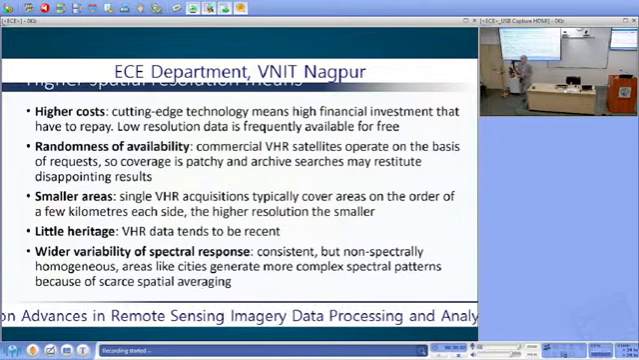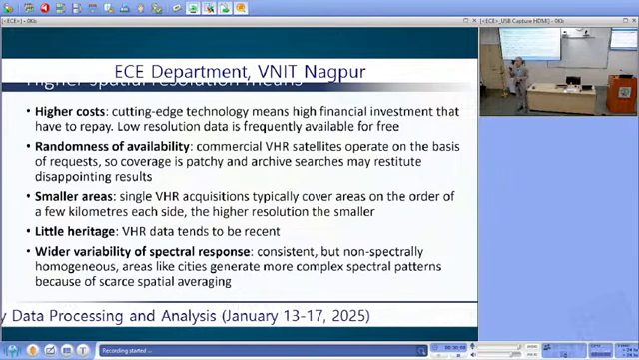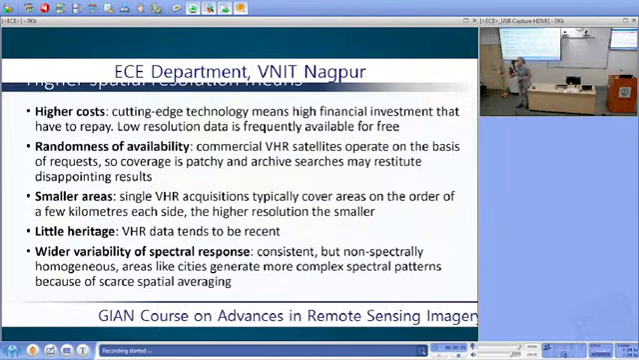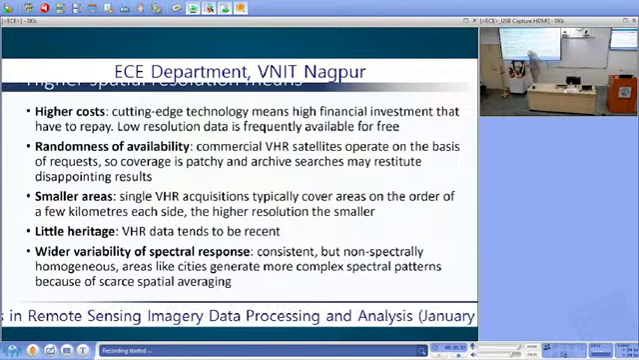Don't think that whenever you need an acquisition on a certain area, a satellite is there to serve you. Data may be there or it may not be there. And especially if you want to go for very high resolution data, very frequently it's not there at the time you need it.